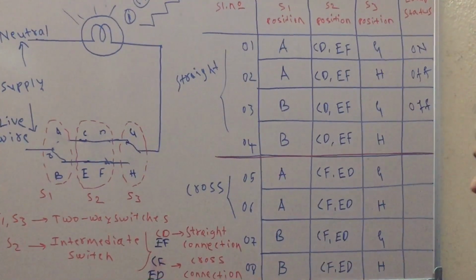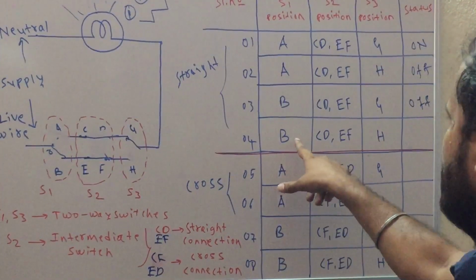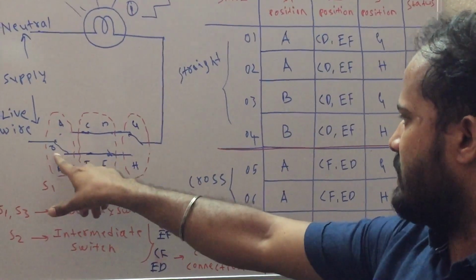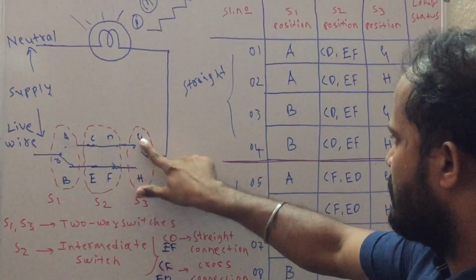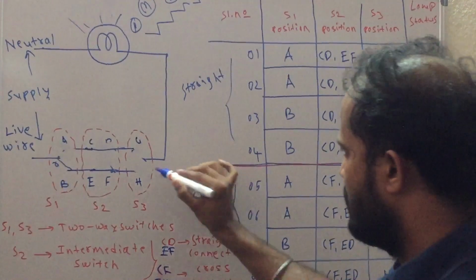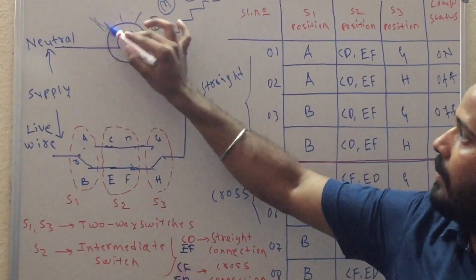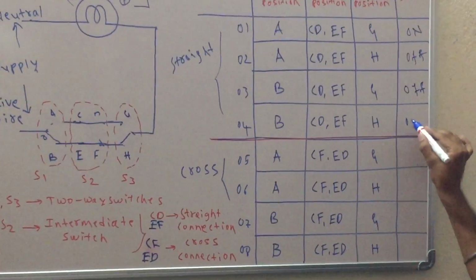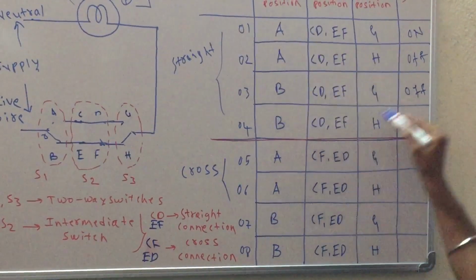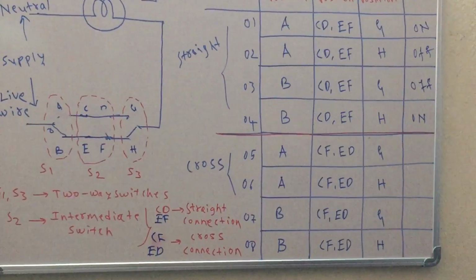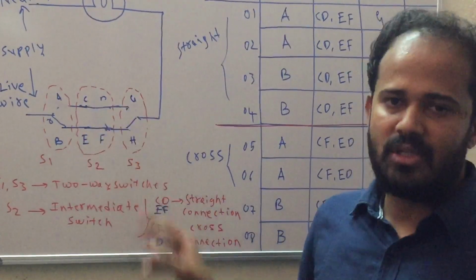If I take the last possible case here, the switch S1 is not being disturbed, it is kept as it is. If this G is changed to H, you can see here what happens. It is a closed path, the bulb will glow. So therefore the position is on. So these are the 4 possible cases I can get by keeping this intermediate switch in straight connection.